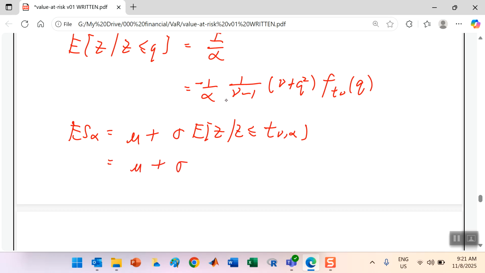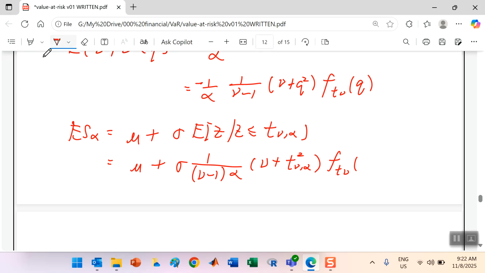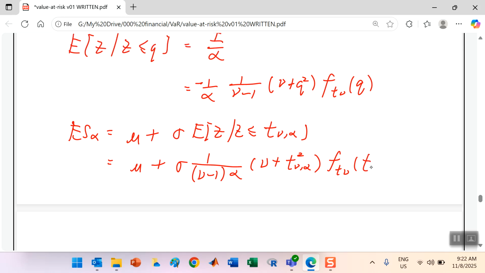So then we just substitute the value. So E of Z is basically this value, right? Sigma, then you have mu minus 1 times alpha. So this is mu plus Q, actually is the T value, power 2. The T value power 2, then the PDF. So this is not Q but T value. So this Q actually is the T value, T at the probability or critical value alpha.